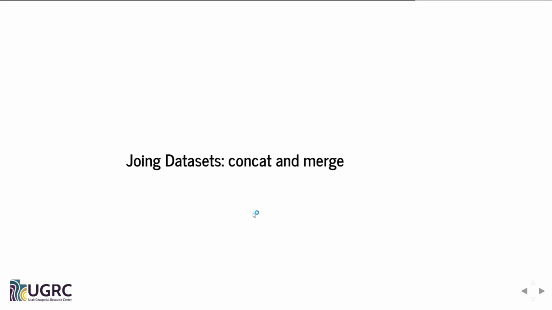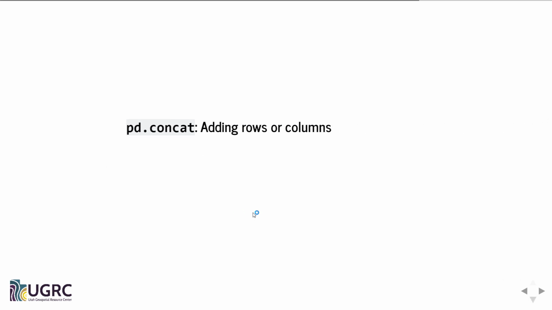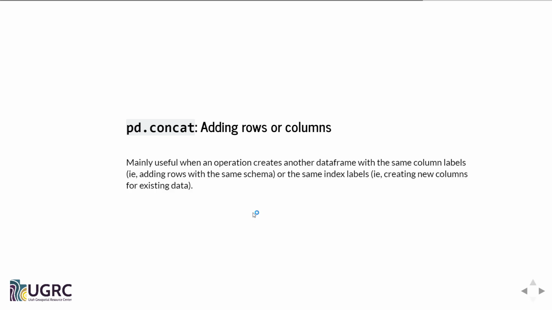Okay, 10 minutes. We're going to go fast. I've been using the pd.concat pretty frequently, but basically all this does is it's useful for adding rows and columns to your data frame. It's taking either a row and adding it to the bottom, or a column and adding it to the left.